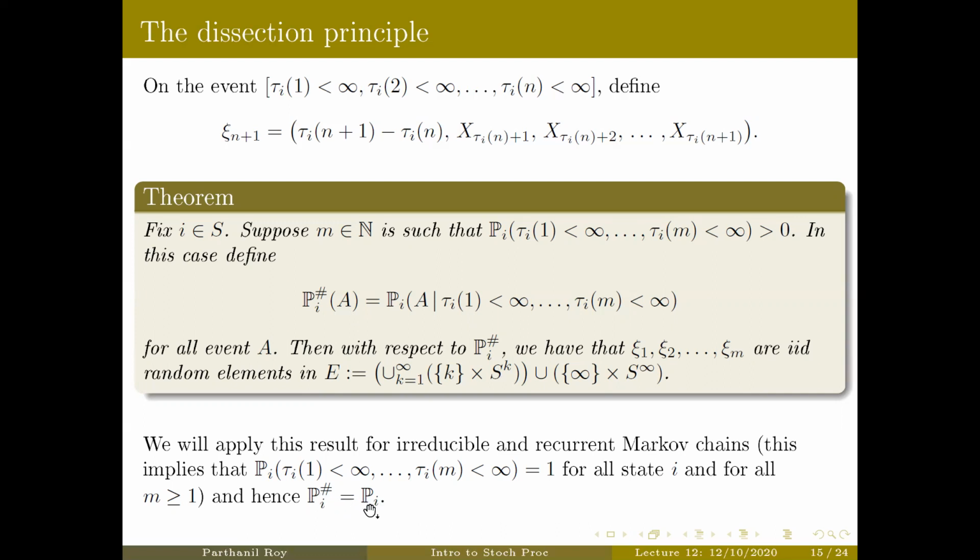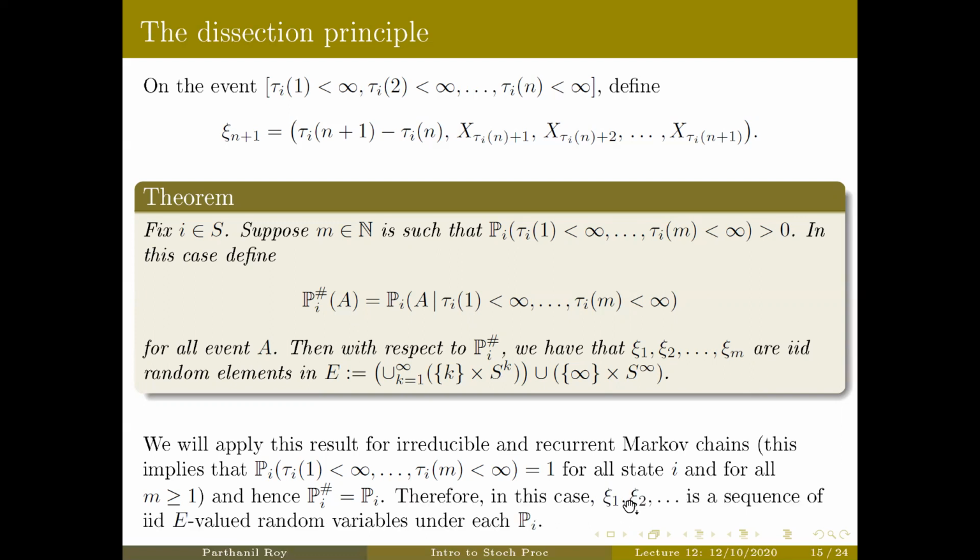So pi hash and pi are going to be the same. And in that situation, this is the most useful situation. This is where we are actually going to use the dissection principle. And in this situation, the entire sequence psi1, psi2 is going to be well defined. Okay, and it's going to be a sequence of IID e-valued random variables under this probability pi. So starting from I, this excursions attached with its length, this entire sequence will be well defined, and they're going to be IID. Provided, of course, the Markov chain is irreducible and recurrent.